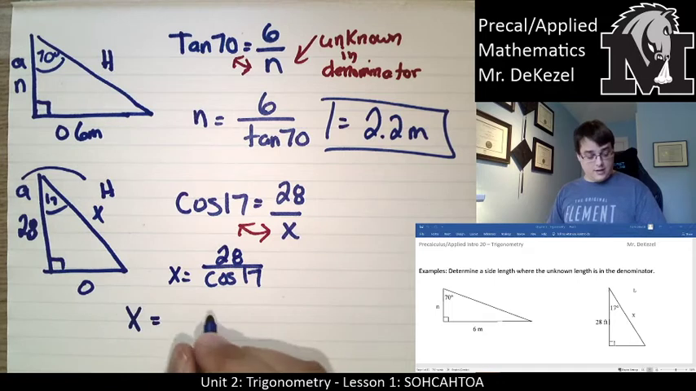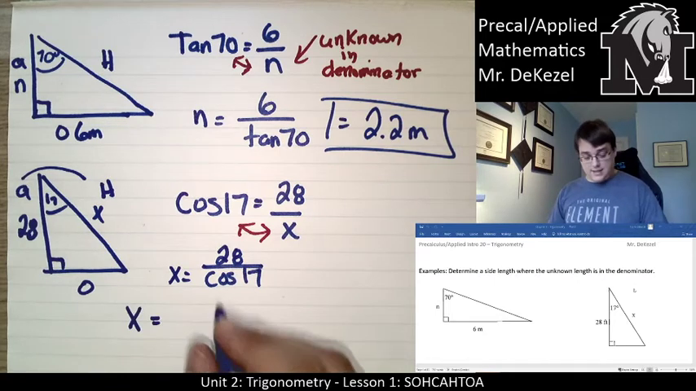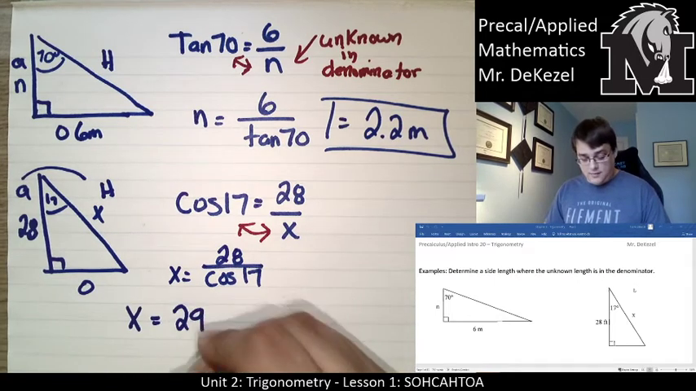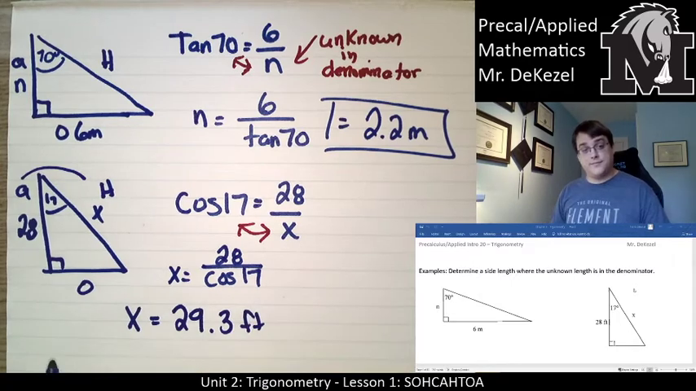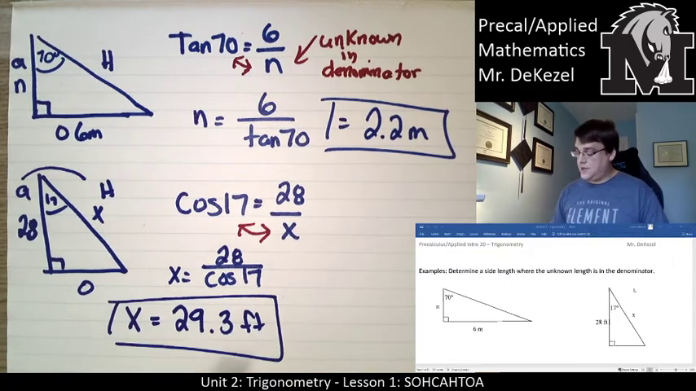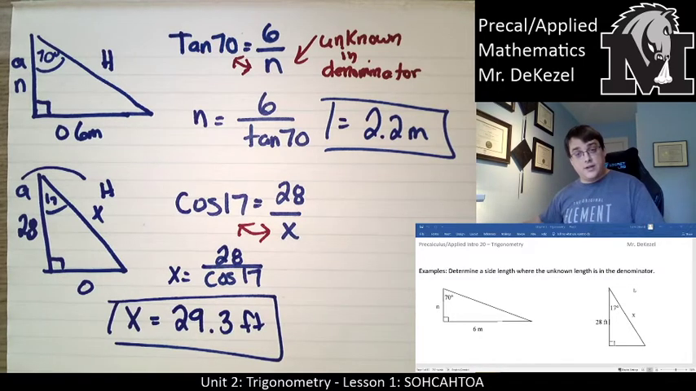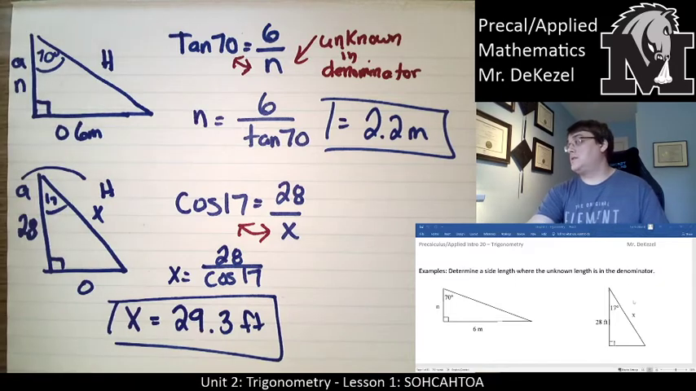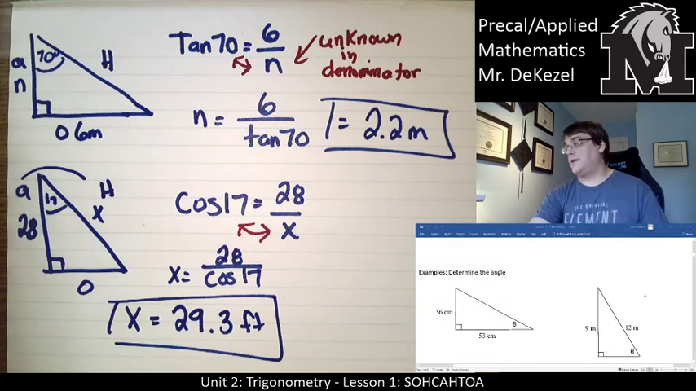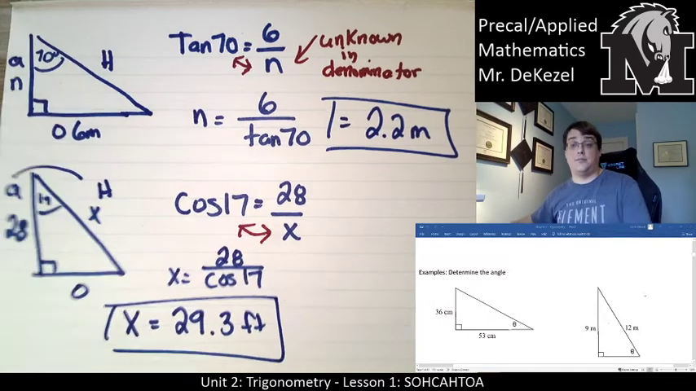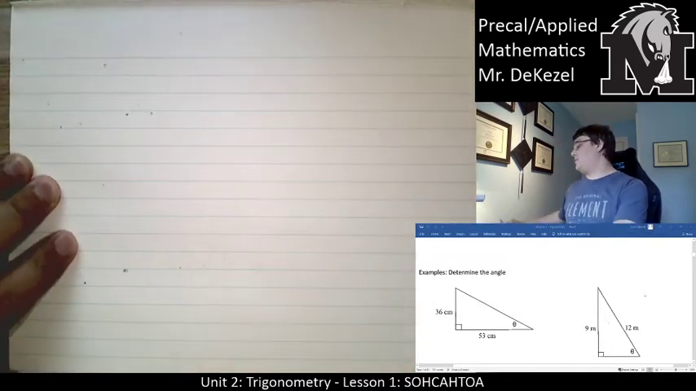Into your calculator that goes. So x is equal to 29.3 feet. That's our final answer. That is the side that we are interested in and how long it is. The last thing that we're going to do in this lesson is use these tan, sine, and cos ratios to determine what the angles are. So let's jump into that, and then it'll be your time to work.